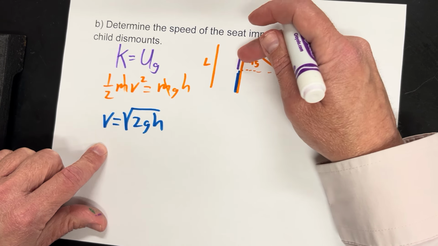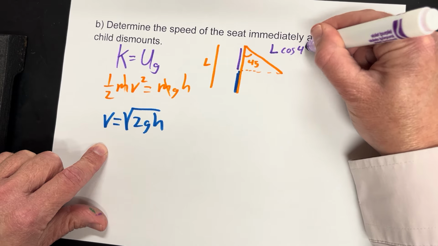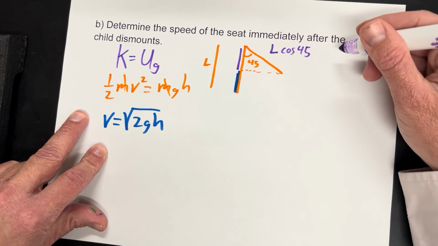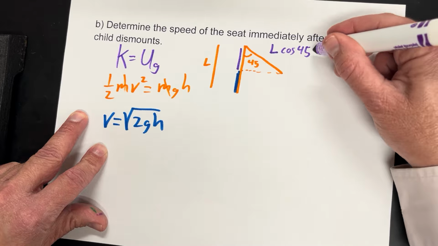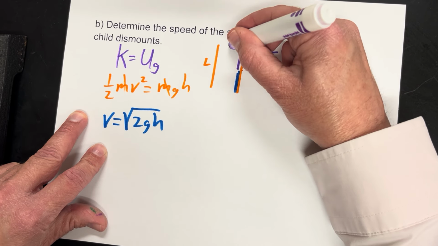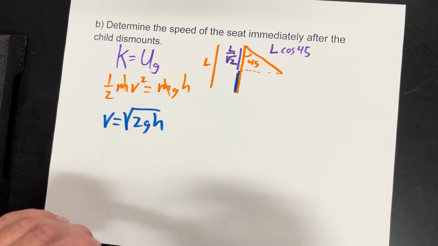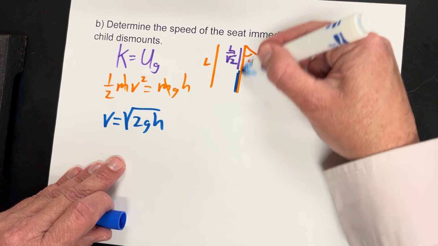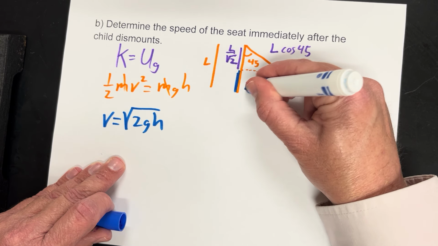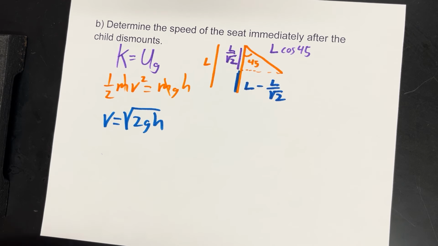And so this side right here is going to be L cosine of 45. And cosine of 45 just turns out to be 1 over the square root of 2. So this side right here winds up being L over the square root of 2, which means that this side, what I've got labeled as blue here, L, is going to be the whole length L minus this. So this will be L minus L over the square root of 2 is our height.